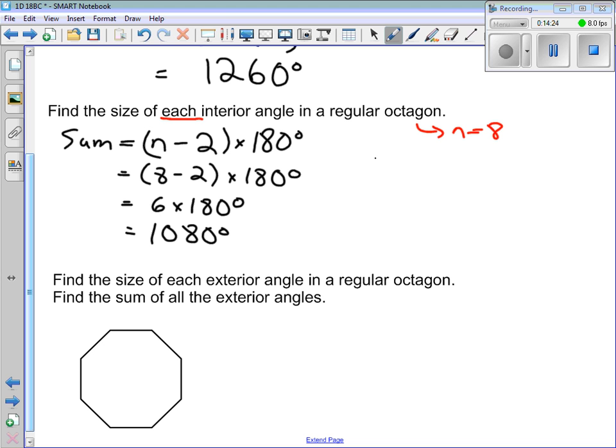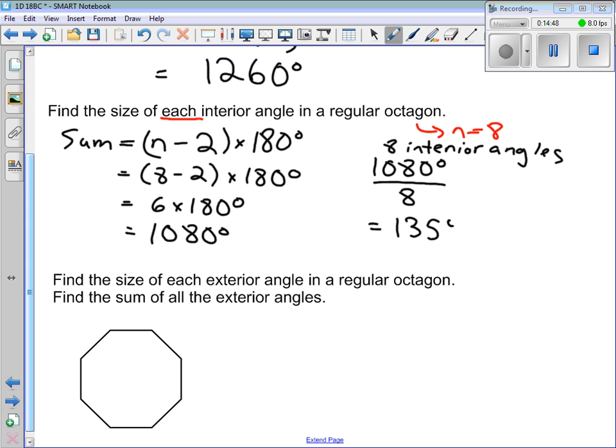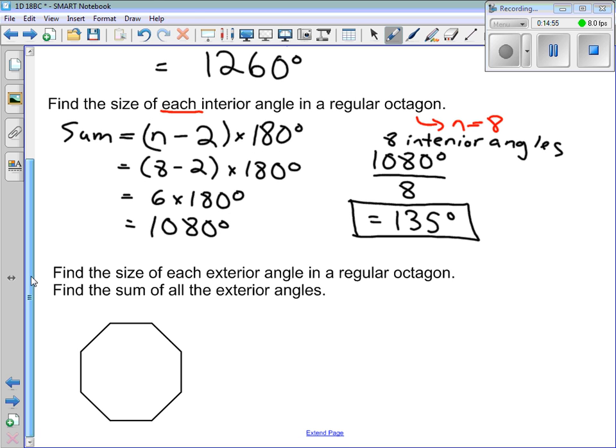So if we just take our 1080, divide it by 8, that'll tell us how big each angle is. n equals 8, so that's telling us that there are 8 interior angles. So 1080 divided by 8, we punch this into our calculator, gets us 135 degrees. So each angle must be 135 degrees.